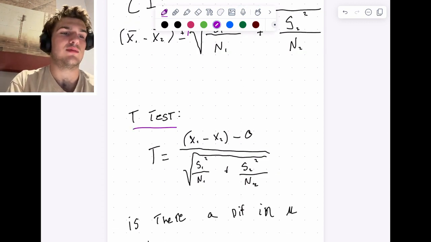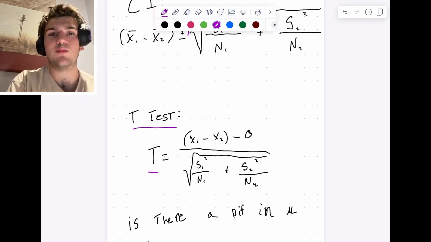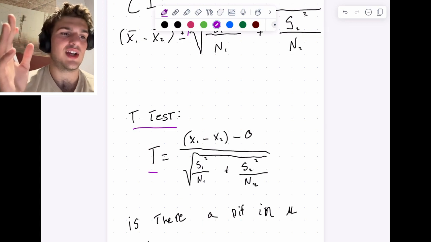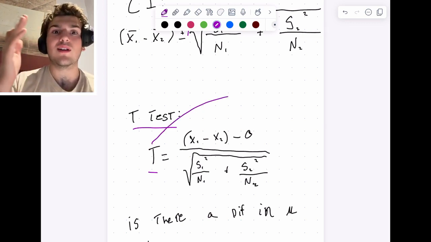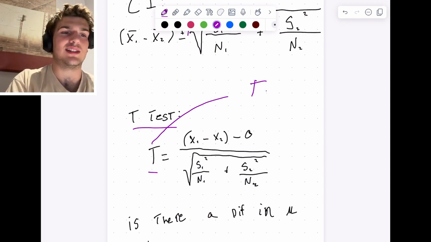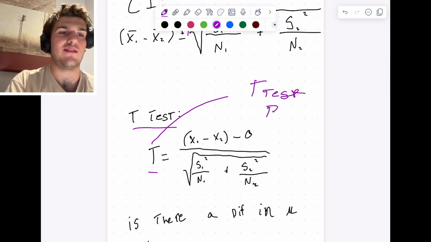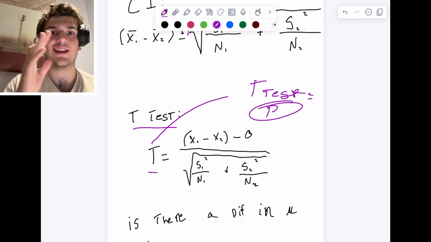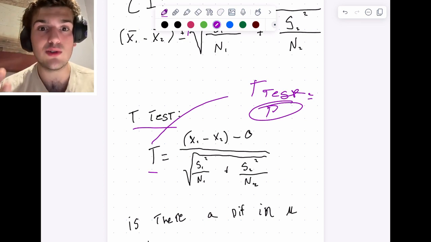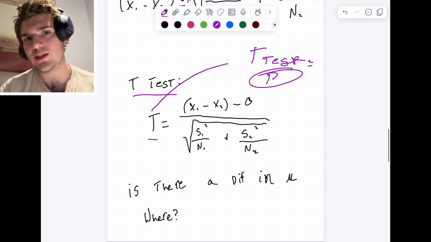And similarly with the t-test, we're going to find the probability with a t-score, like what are the odds. We're going to use this t-test to get our p-value. We're going to use that to get p so we can find what are the odds of getting these two differences when we've assumed that the population means would be the same.